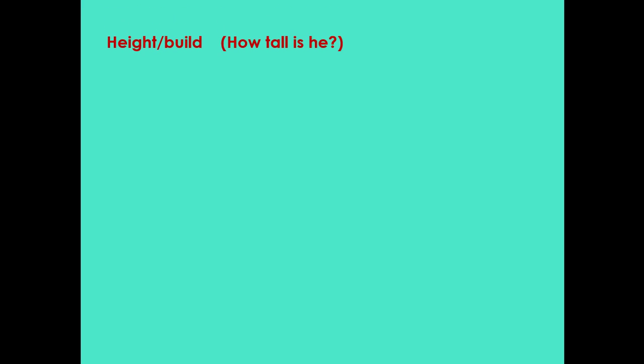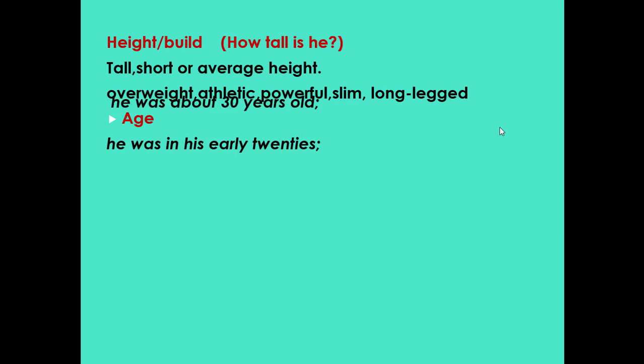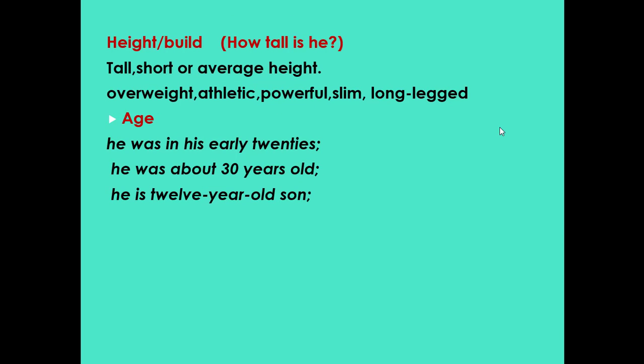If I said, how tall is he? You may say that he is tall, short, or average height. If we are talking about his build, his physique, he is overweight, he is athletic, powerful, slim, or long-legged. Age, we may say that he was in his early 20s, he was about 30 years old, he is 12-year-old son, or he is a middle-aged man.